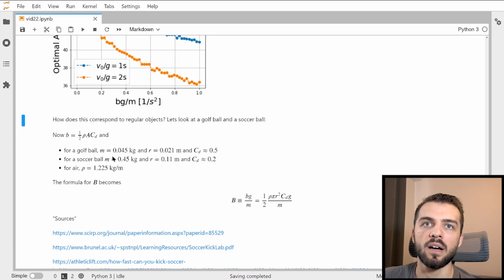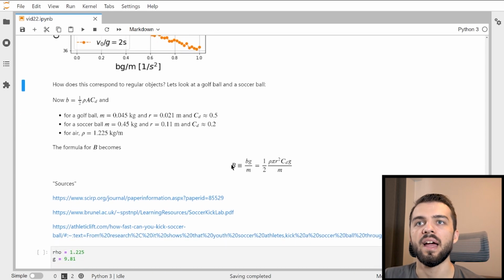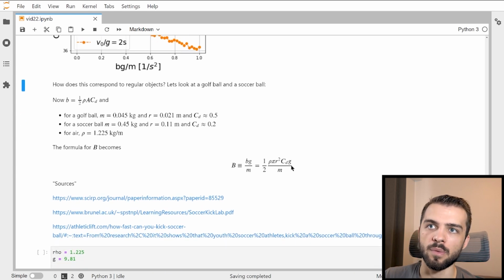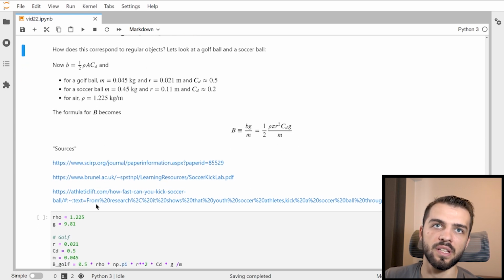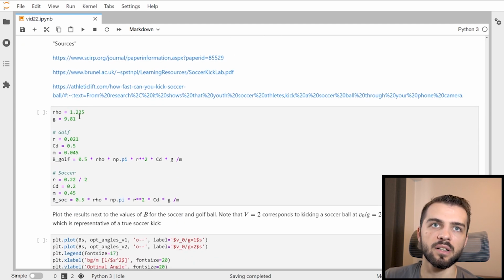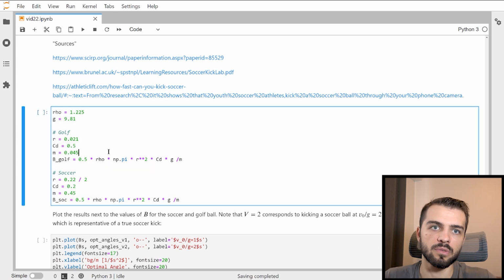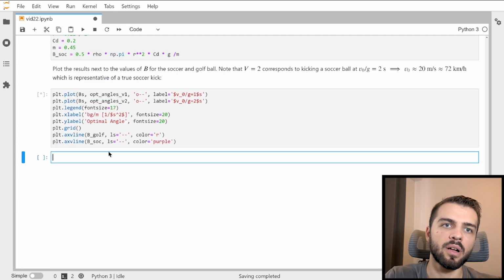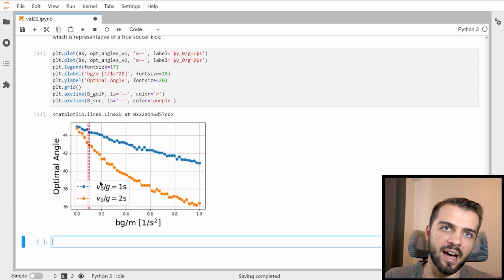So for a golf ball, M is 0.045 kilograms, this is the radius, and this is CD. From the radius, of course, we can calculate the cross-sectional area just by pi r squared. That's the cross-sectional area of a sphere. Some stats for a soccer ball, and then the density of air. And capital B is just, of course, this formula here, and we plug everything in, and we get this formula. And so I have some sources here for the numbers used in this part here. So I define all the constants I need here, the density of air, gravity, all the stuff for the two balls, and I can plot the results next to what we actually have.